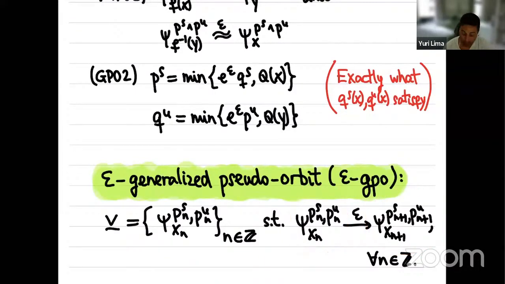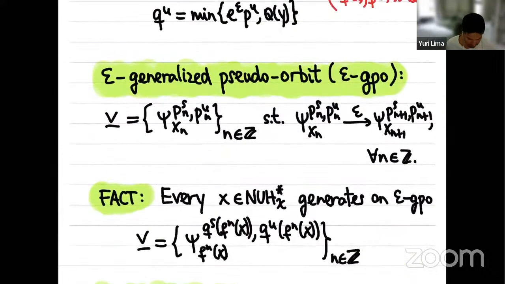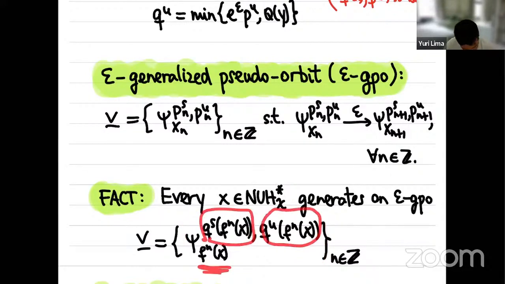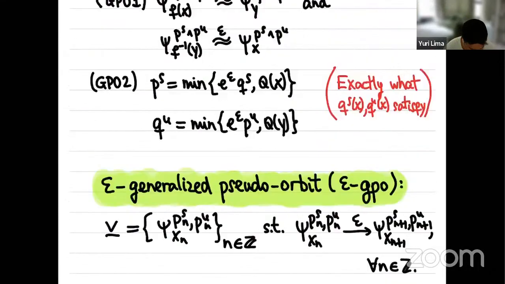And as you are saying, this could not exist for non-true orbits. Well, at least it exists for true orbits. If you take a point in the non-uniformly hyperbolic set with the star, for which the QS's and QU's are all positive, then this is an epsilon GPO. This is a true orbit, but with these scales, it satisfies these four conditions above.